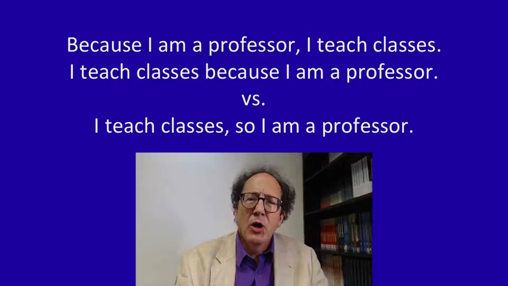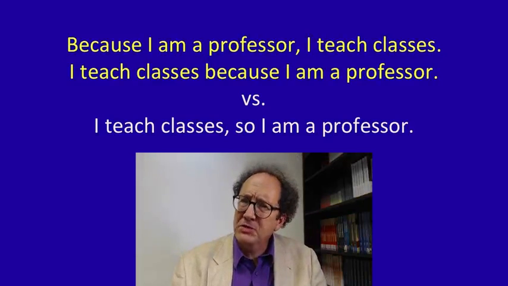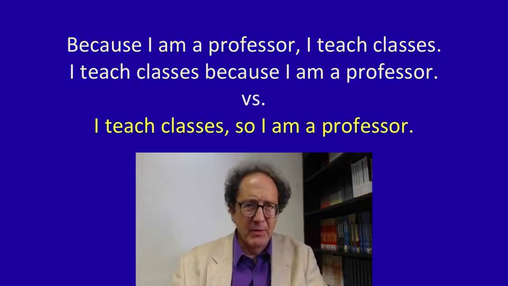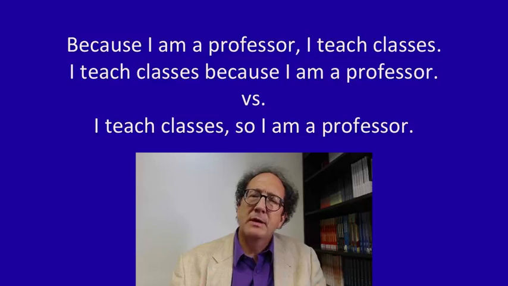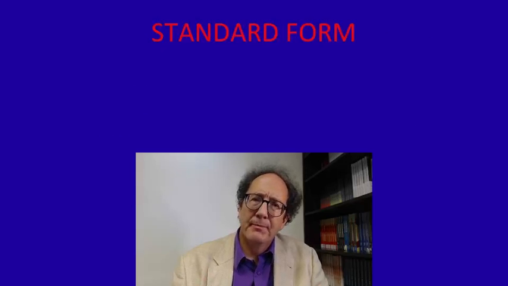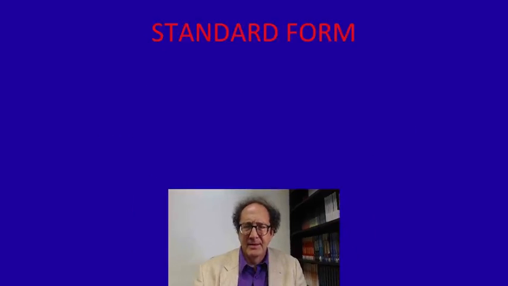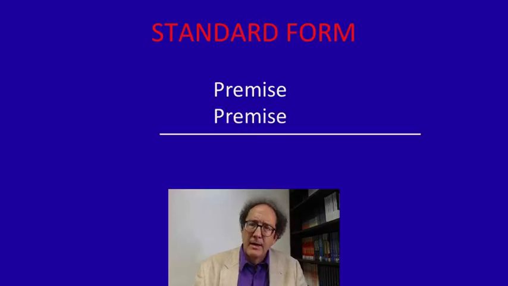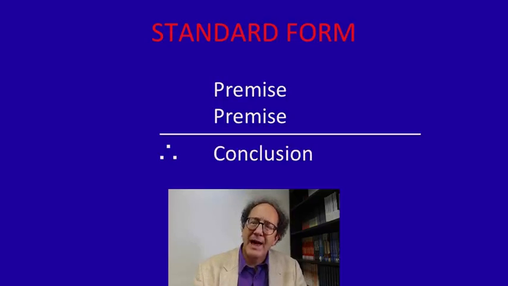In order to show what is shared by the first two examples, but is different from the third example, we put the arguments in what's called standard form. And it's really easy. Basically, you put the premise down, and if there's another premise, you put that down. Then you draw a line. Then you put what I call a dot pyramid. It's basically three little dots with two at the bottom and one at the top. And then you put the conclusion after that.